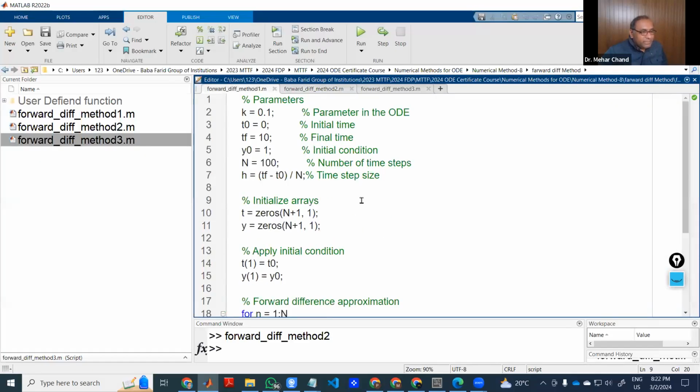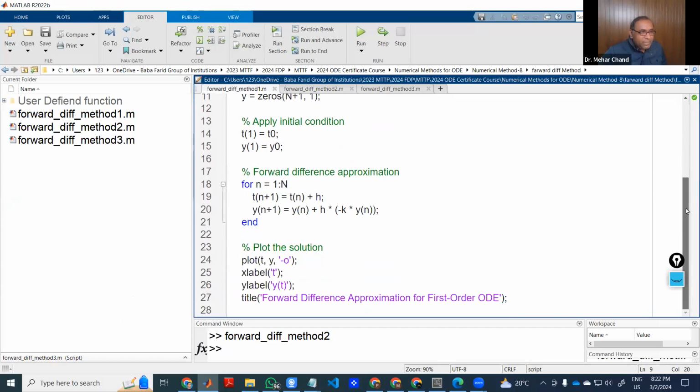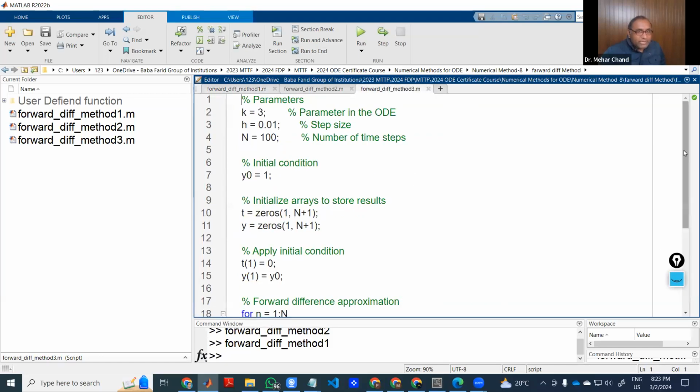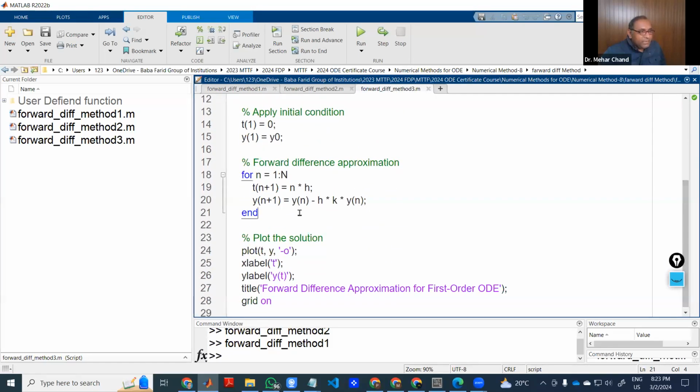Here is another way to write the code, but the method and example are the same. Here is also the forward difference. This is our main equation: y n plus 1 is equal to y n plus h times minus k y n. Here is a loop for the t vector also, and at this place we are initializing t and y both. When you execute, we have the same graph. So you can check all these very carefully, and the values are the same. The method is the same, but the way to write is different.